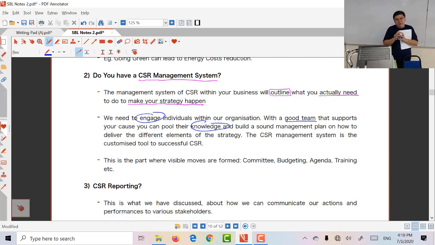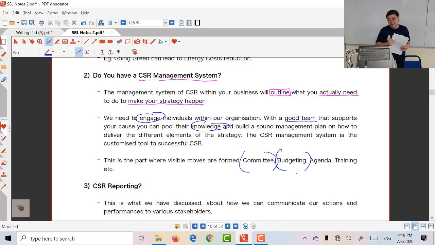Now, this will actually be the visible things, like forming a committee. Who will be in the committee? Who will chair the committee? Who will lead this project? So you're going to start seeing the names of the people being presented. You start to see that budgets are being created. How much money are you going to assign? How much allocation? That is your commitment, because at the end of the day, the budget reflects your commitment. If you're so serious about this thing, how much money are you going to spend?